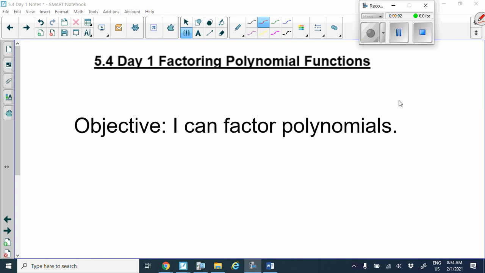Hey guys, so here's the notes for 5.4 day 1. We're going to be talking about factoring polynomials.